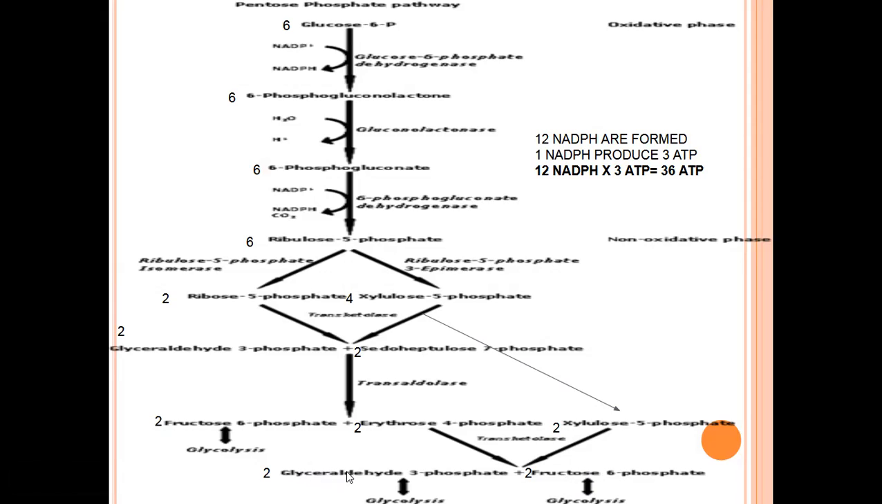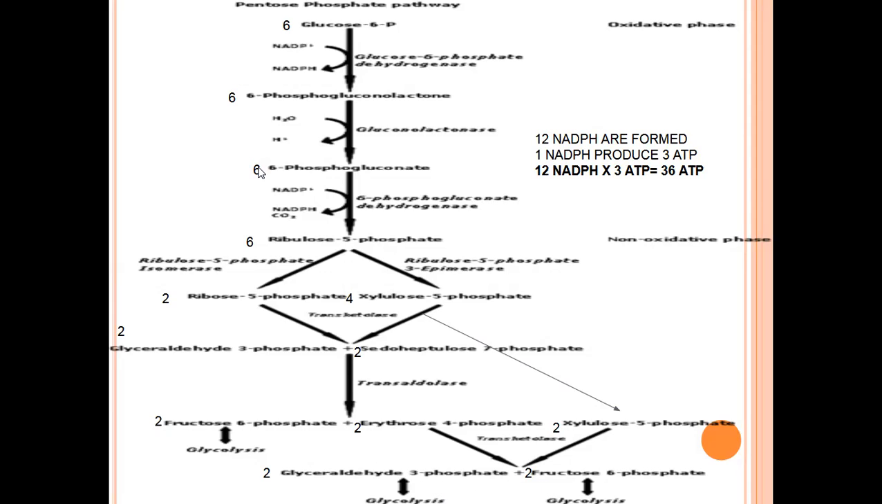Here, there are 2 molecules of glyceraldehyde 3-phosphate, each containing 3 carbon atoms. These 2 glyceraldehyde 3-phosphate molecules are converted into 1 glucose 6-phosphate molecule. See, finally at the end of this non-oxidative phase, a total of 5 glucose 6-phosphates are formed.